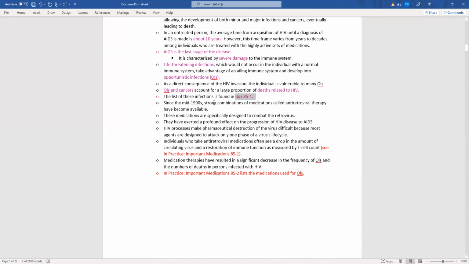So since the 1990s, strong combinations of meds called antiretroviral therapy have become available. That's what they use for HIV. These meds are specifically designed to combat the retrovirus, because HIV is a retrovirus. There is a list of the names of these medications in the book, on page 1512 in the new book. It's medications to treat or prevent common opportunistic infections. So, y'all look over that.